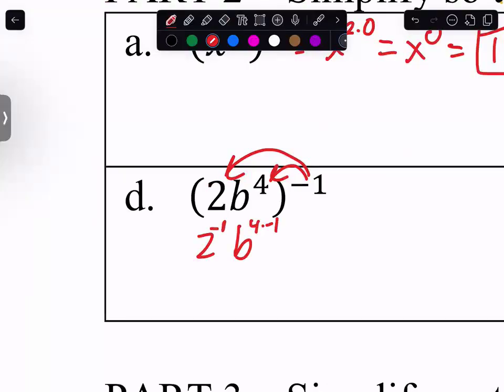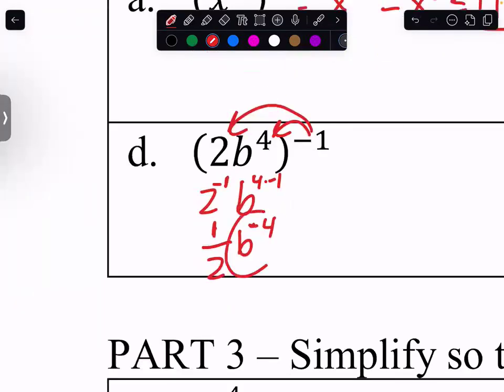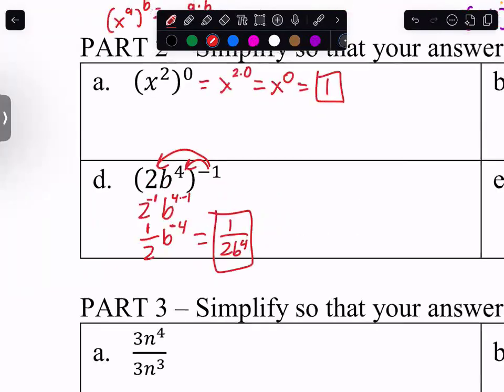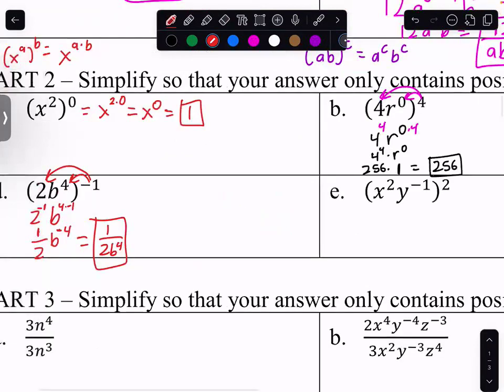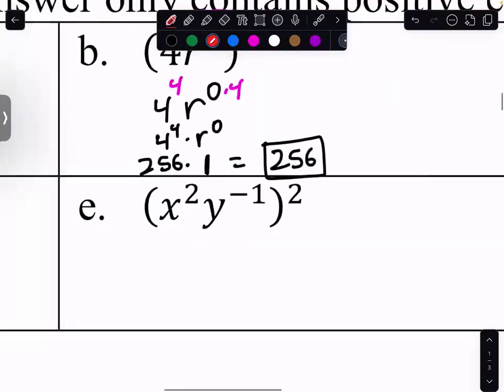Okay, so 2 to the power of -1 becomes 1 over 2 to the first power, or just 1/2. And then you have b to the power of -4. So yeah, this will move into the denominator also. Exactly. Okay, letter E. Again, exponent applies to both parts.